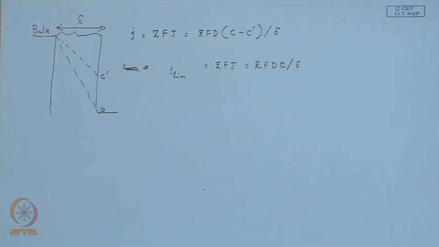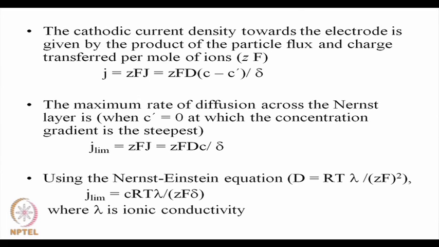Now, using the Nernst-Einstein equation, that is D equal to RT lambda divided by Z F squared, your limiting current can be related by plugging this in over here, where lambda is the ionic conductivity. So, the limiting current can ultimately be related to the Nernst-Einstein equation. I mean you can replace D with this expression. So, this is the expression for the limiting current.